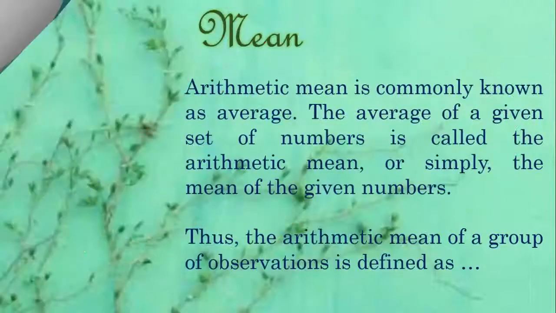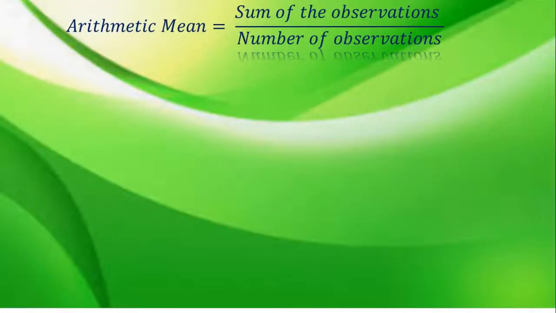Let's come to mean or arithmetic mean. Arithmetic mean is commonly known as average. The average of a given set of numbers is called the arithmetic mean or simply the mean of given numbers. Thus, the arithmetic mean of a group of observations is defined as the sum of the observations divided by the number of observations. This we have learned already. Now, we are extending this equation to n observations.